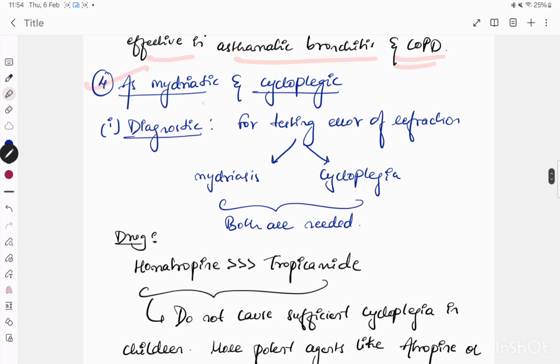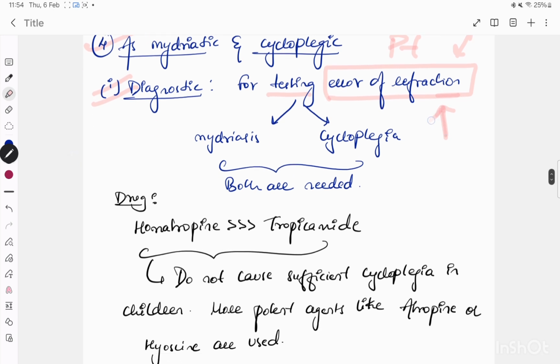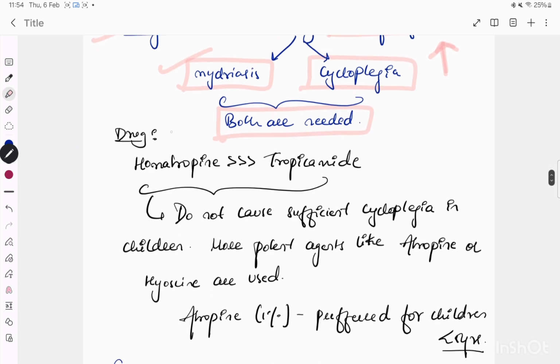Moving on, it is used as a mydriatic as well as cycloplegic. So it is for diagnostic purposes, for testing error of refraction. Now, if a patient comes and we need to test if he has any error of refraction, we give these drugs. We give anticholinergics. In testing of error of refraction, we need the patient to have both mydriasis as well as cycloplegia. Okay, these both are needed. So the drug that is preferred is homatropine, preferred over tropicamide.